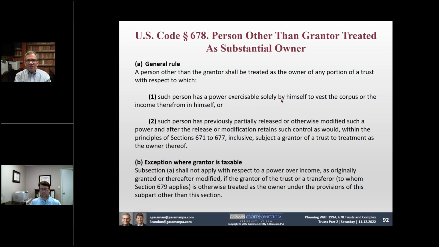So these 678 trusts can be a little bit finicky, or if you use somebody who wants everything to be perfect, maybe life can't be perfect. I know your life is perfect. Mine has not been exactly perfect. But there's a lot of reading there.